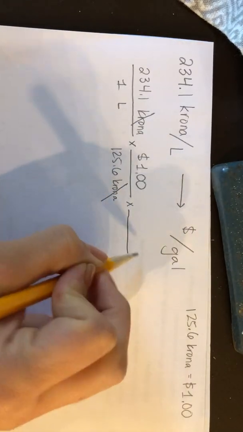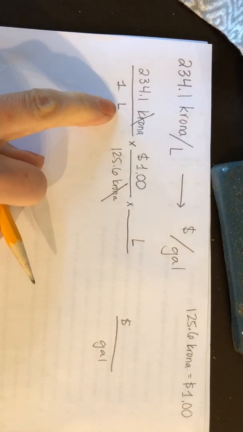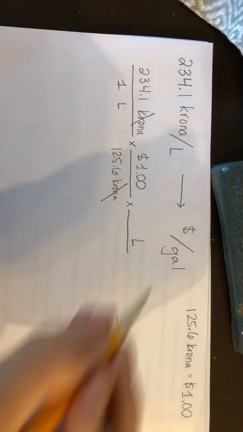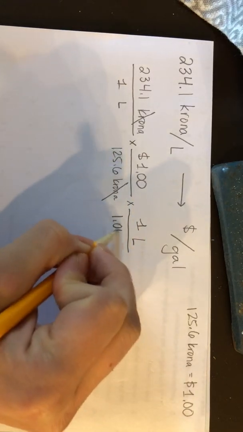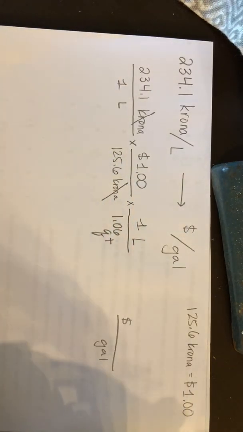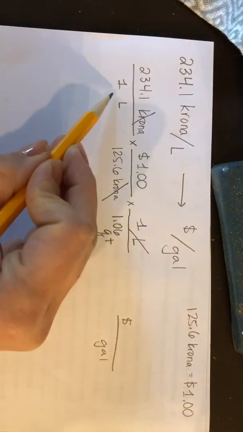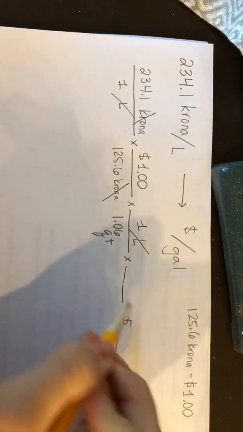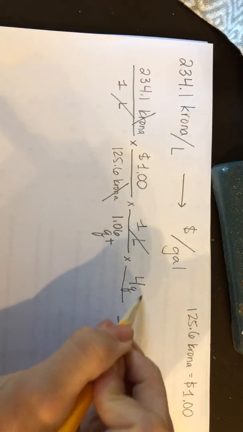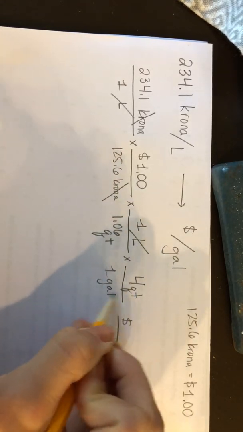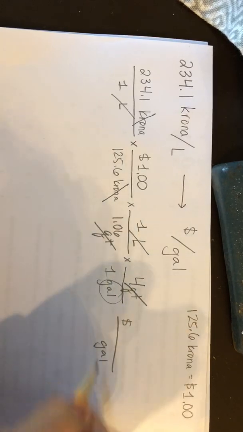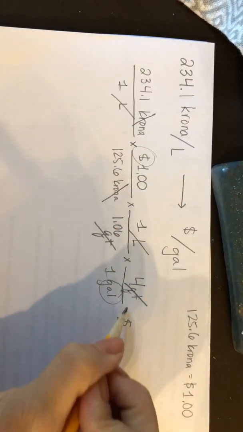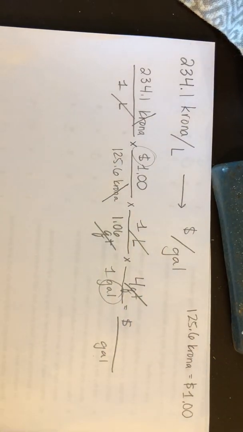My liters, though, have to go on top if they're going to cross-cancel this liter on the bottom. So on your conversion factor sheet, every 1 liter is 1.06 quarts. Your liters are gone, and now we're in quarts, but we want gallons. Every 4 quarts is a gallon. We end up with gallons on bottom, which is exactly where we want it, and dollars on top, which is, again, exactly where we want it, so we can stop the problem here.